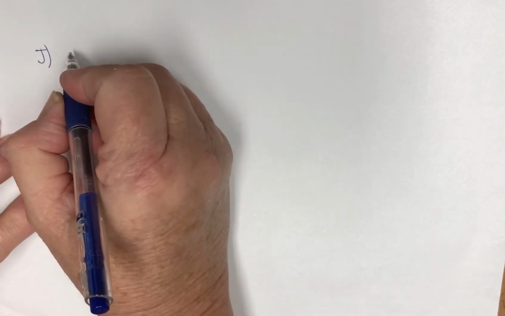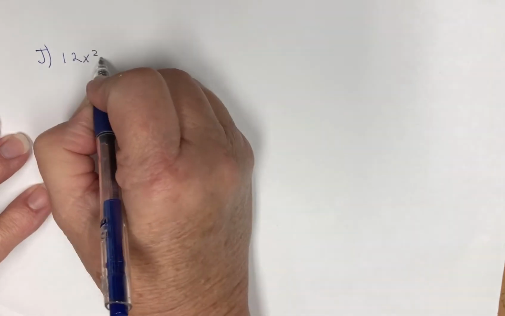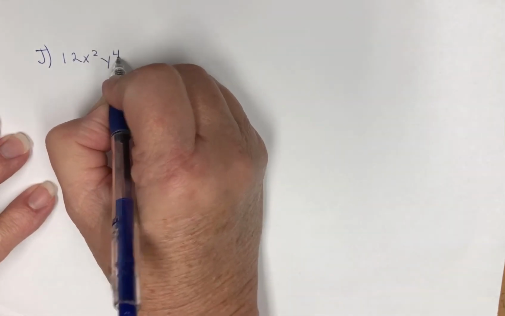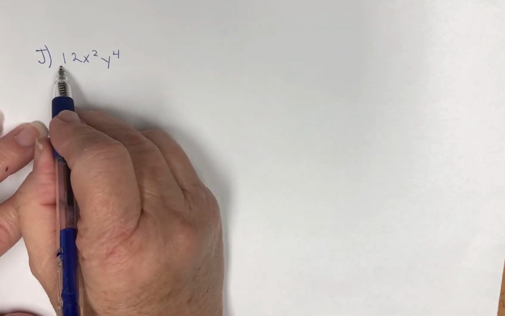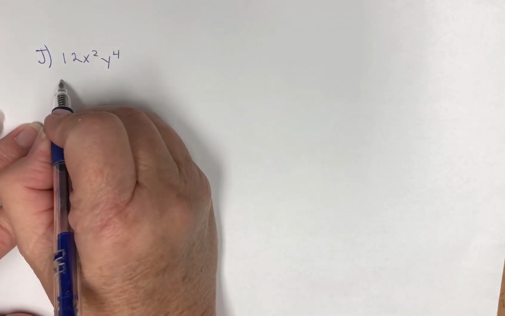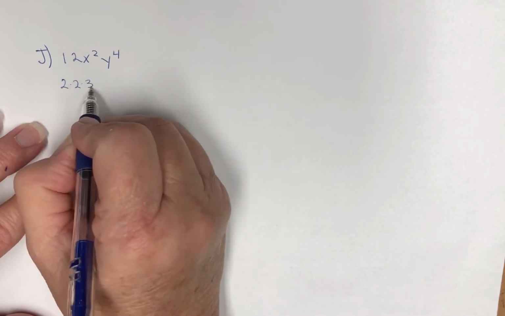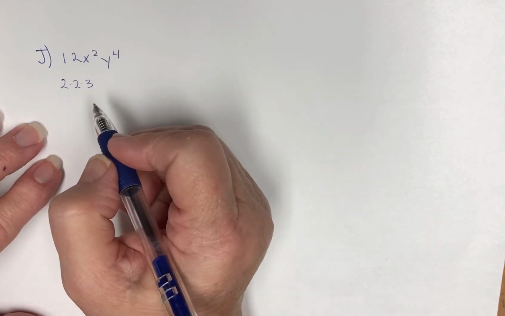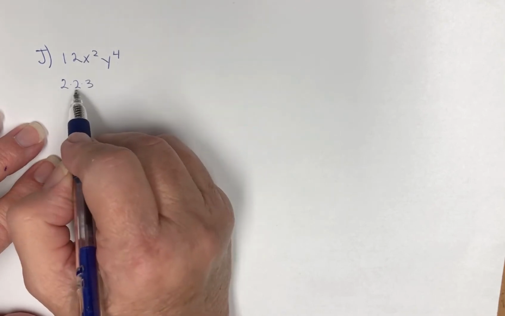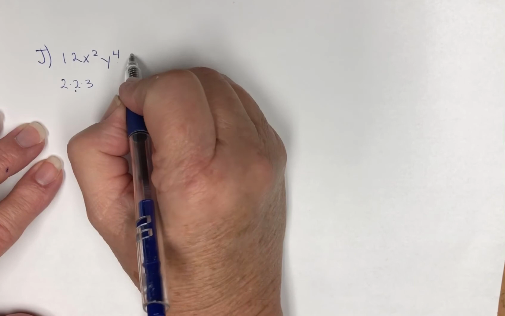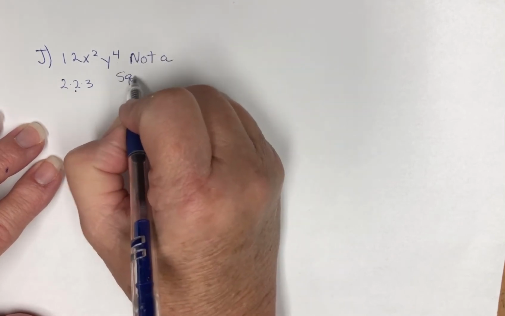J is 12x squared y to the fourth. Okay, so our first question on J is, is 12 a square? Well, if we break it down to its prime factors, it's 2 times 2 times 3, it's not a square. So even though these are actual squares, this disqualifies it. So this one is not a perfect square.